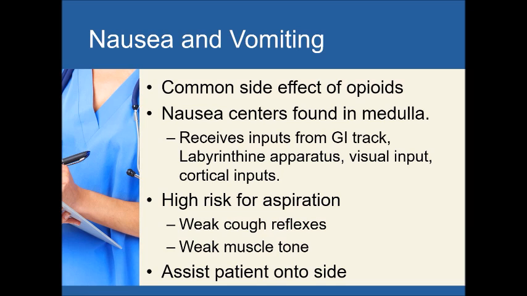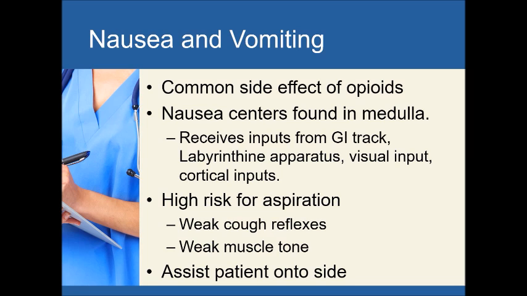Nausea and vomiting. These are common side effects of opiates. Nausea centers are found in the medulla, and they receive information from the GI tract, from the labyrinthine apparatus, visual inputs, and all those things. So patients who have, for example, excessive visual or auditory stimulus can sometimes have nausea. Also, patients who have gastrointestinal symptoms are sometimes found to have nausea as well. And the significance of nausea and vomiting is the very high risk for aspiration.